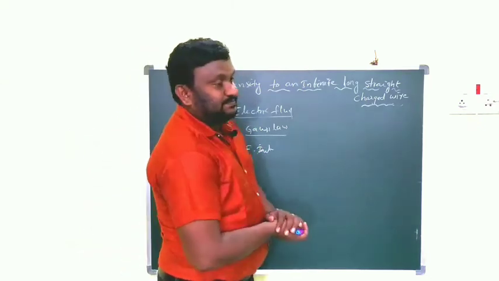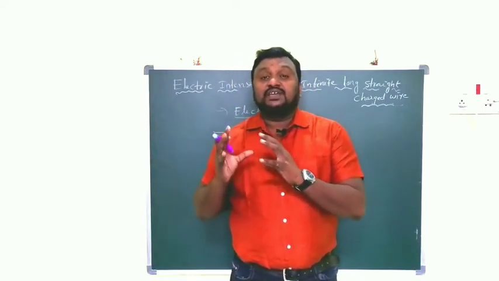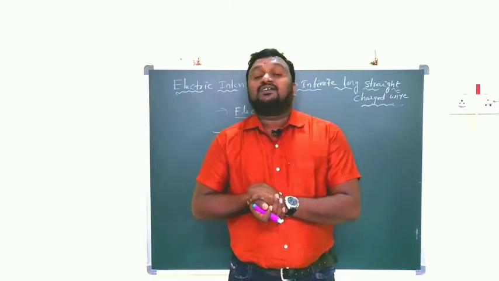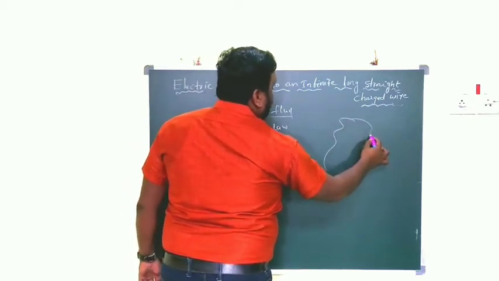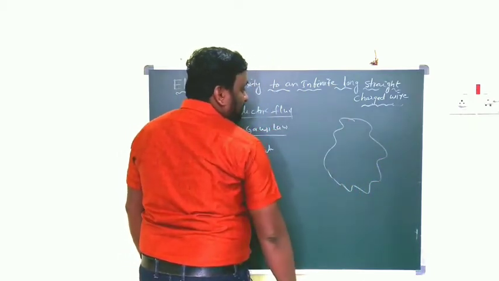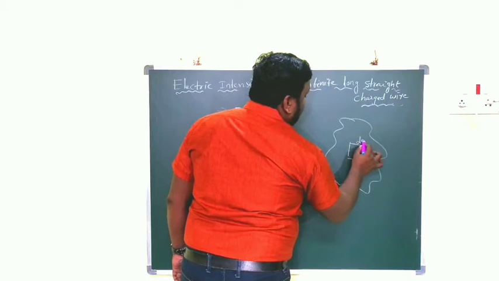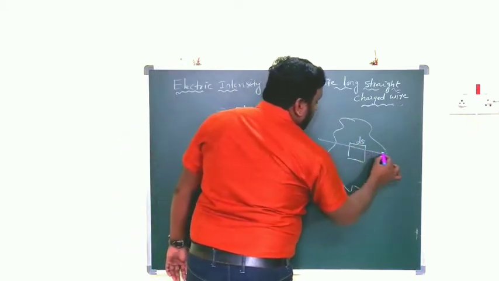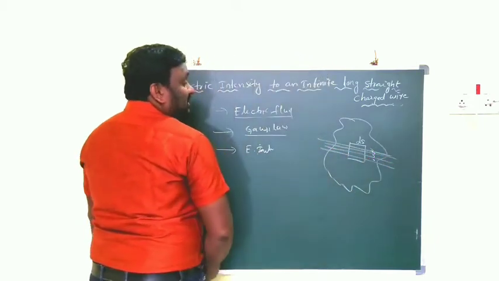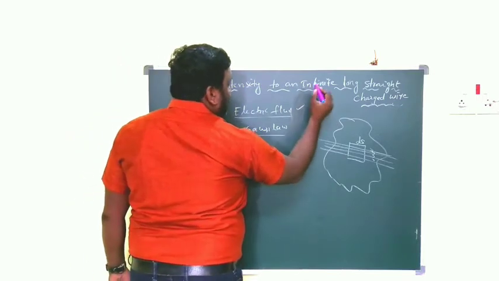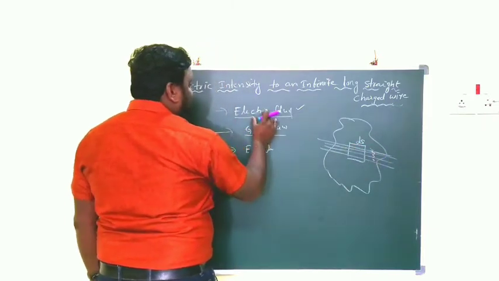Electric flux means what? The number of electric field lines passing through a closed surface is called electric flux. Here I am taking this closed surface. On it we take a small area, and I am taking that area as ds. The number of field lines passing through the particular area is called electric flux.